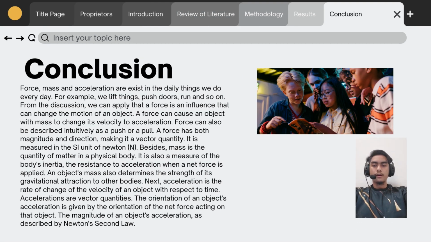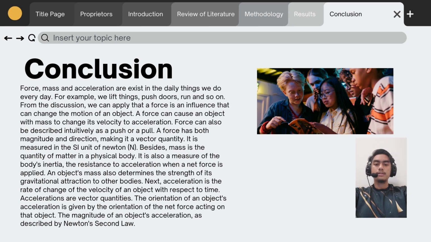For conclusion, force, mass, and acceleration are essential in the daily things we do every day. For example, we lift things, push doors, run, and so on. From the discussion, we can imply that a force is an influence that can change the motion of an object. A force can cause an object with mass to change its velocity, that is, to accelerate. Force can also be described intuitively as a push or pull. A force has both magnitude and direction, making it a vector quantity. It is measured in the SI unit of newtons.